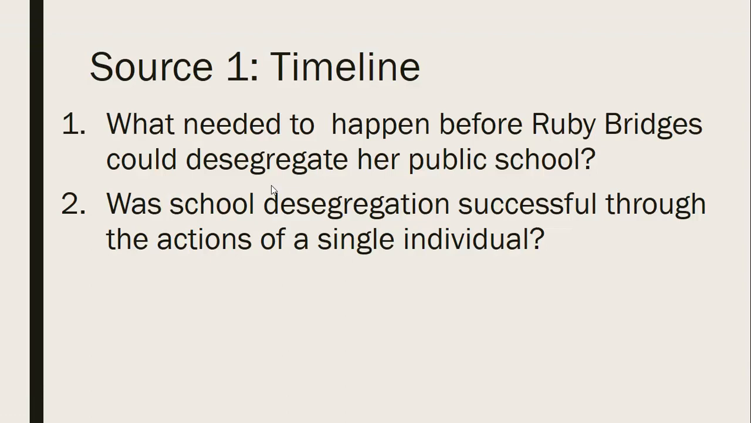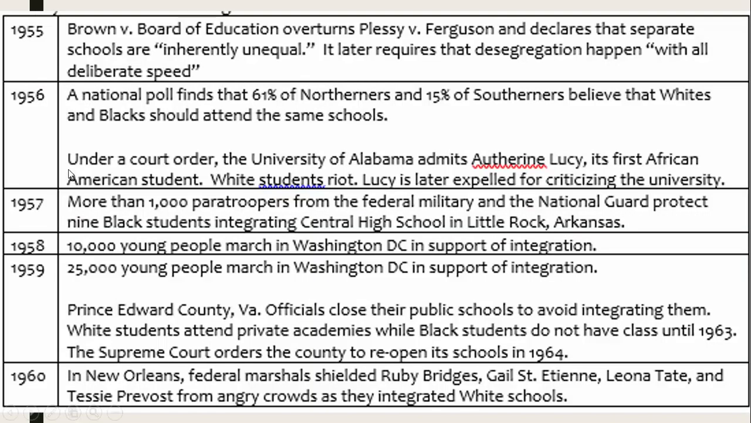All right, let's review. So number one, what needed to happen before Ruby Bridges could desegregate her public school? You should have looked onto your timeline and found, when is Ruby Bridges desegregating? It's happening here in 1960. So what has to happen before then? Well, if we go to the very first event, first we need the court case that says that the federal government is mandating that you cannot have segregated schools. So first we need that court case. And then if I keep going, I see some other things. I see that there was a poll where public opinion is starting to say that people believe that schools should be desegregated. We see that a university has a Black student attend it.